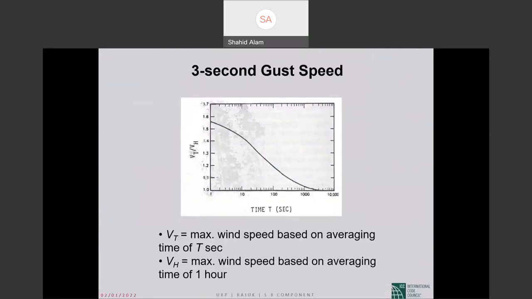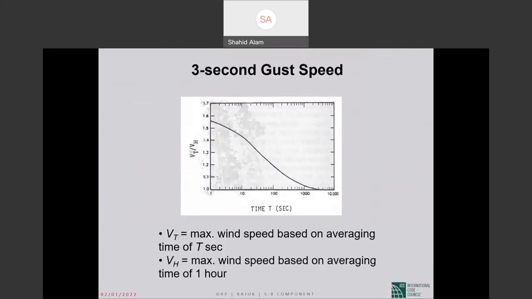Okay, that's what we have used since 95 for a long time. Fastest mile wind speed people generally have forgotten. Now this slide tells you what I told you already, that the shorter the averaging time, the higher the average wind speed. On this slide, on the x-axis is the averaging time, t.